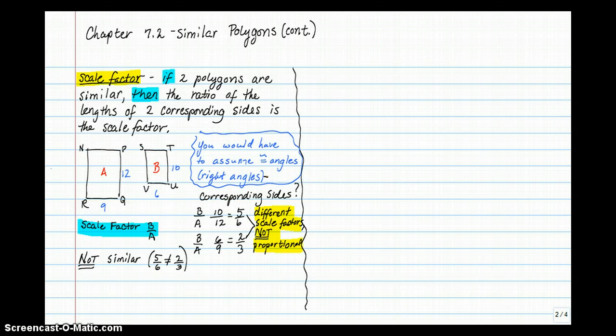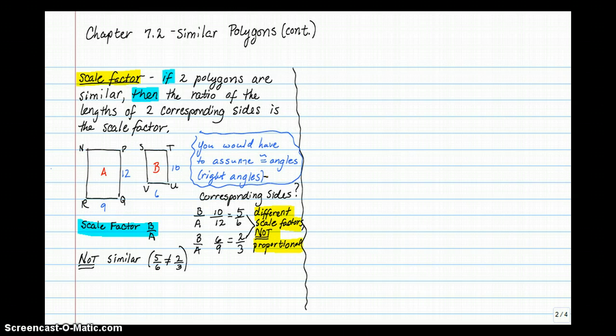And then the question is, determine whether the polygons are similar. If they are similar, write a similarity statement and find the scale factor of B to A. So we can't really look at the angles because I think they're having us assume that the angles are right and congruent, but we are looking at, are the corresponding sides proportional, because that's the second attribute.